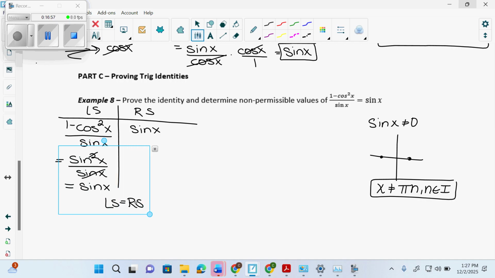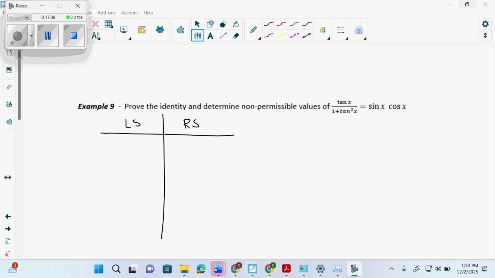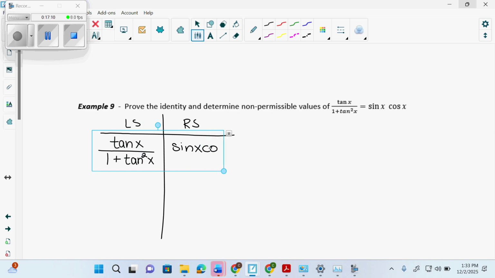9 and 10, go. Tan x. Did you rewrite the question first? Please tell me yes. And if you didn't, do it. All right. So tan, we switch to sine over cos, sine x over cos x.